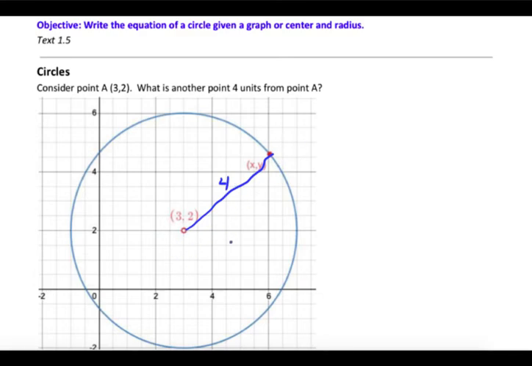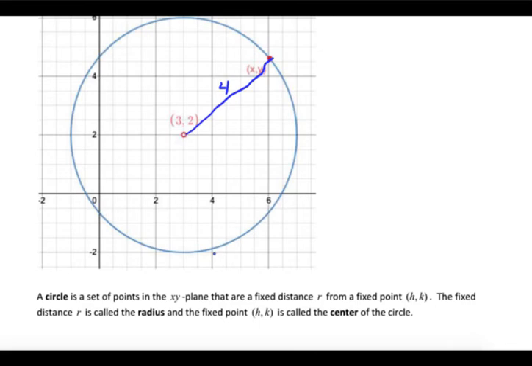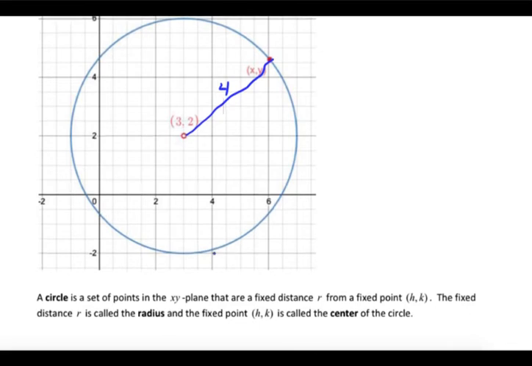And so now we go down here, and our definition of a circle is the set of all points in the xy plane that are a fixed distance r from a fixed point h, k. And r, that fixed distance, is the radius, and the fixed point h, k is the center of the circle. So I know that any other point on here is going to be 4 units away from my center.